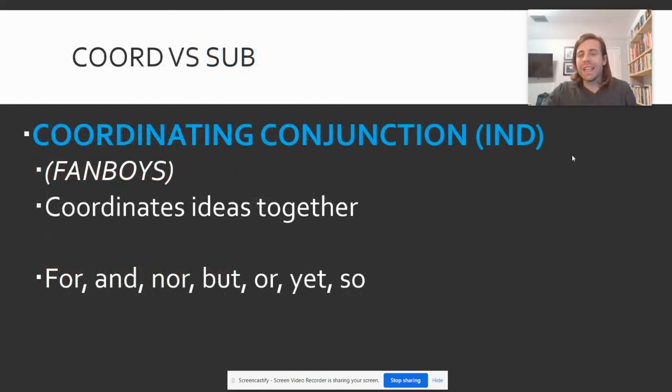So to connect two independent clauses, we have to use a comma and a coordinating conjunction, or you could just call them a conjunction. And I learned to remember the coordinating conjunctions by the acronym FANBOYS, and that refers to for, and, nor, but, or, yet, so. So these 7 words are our coordinating conjunctions, because they just bring two ideas together. That's it. And when we're bringing two independent clauses together, I need to use a comma and a coordinating conjunction. So that's where our comma rule comes into play.